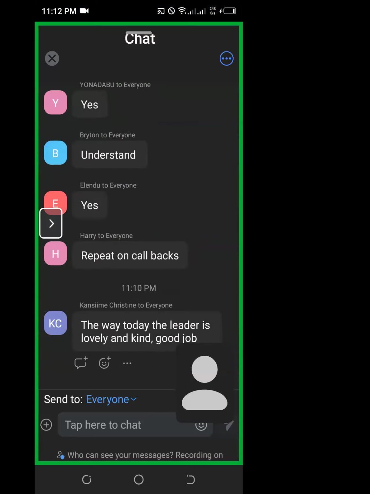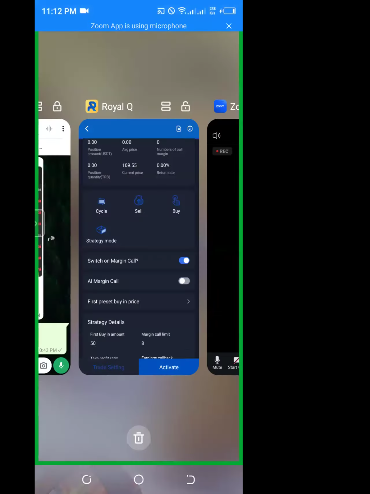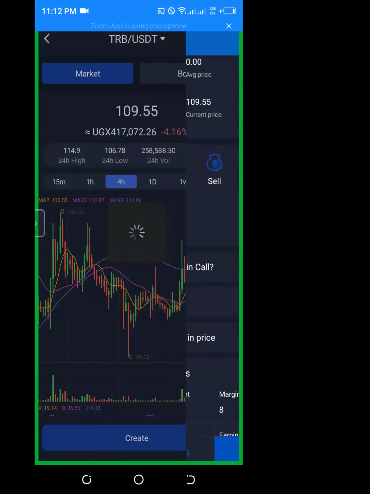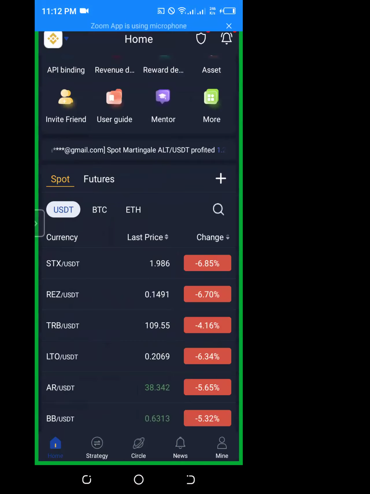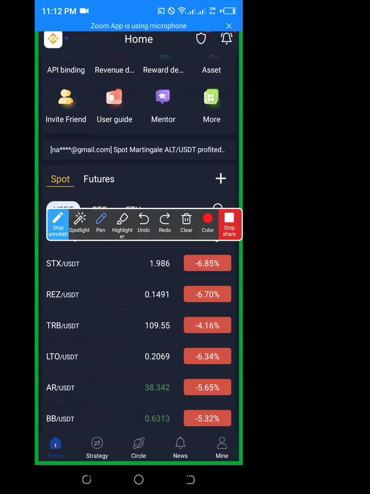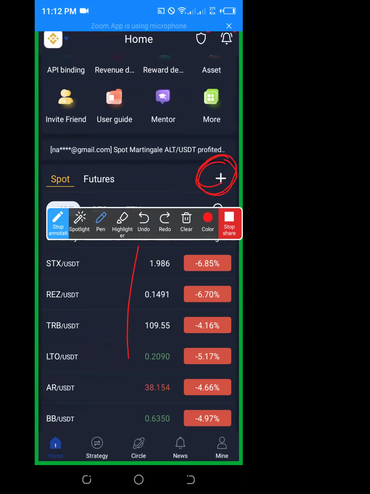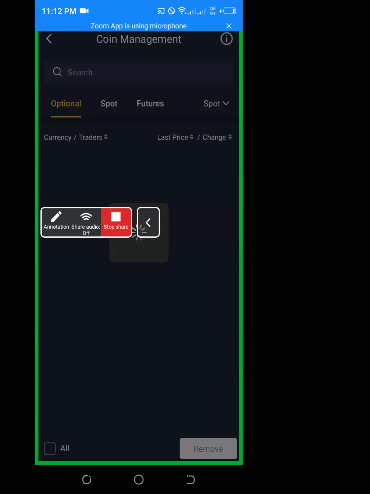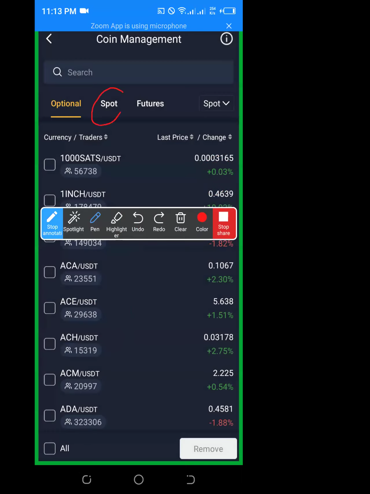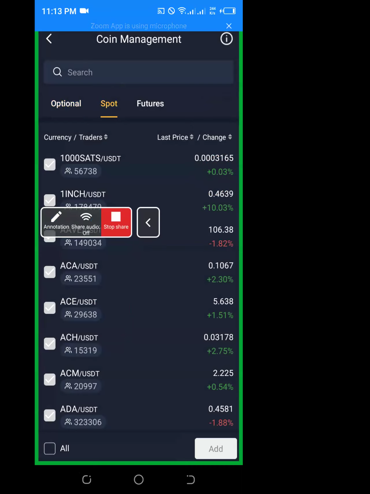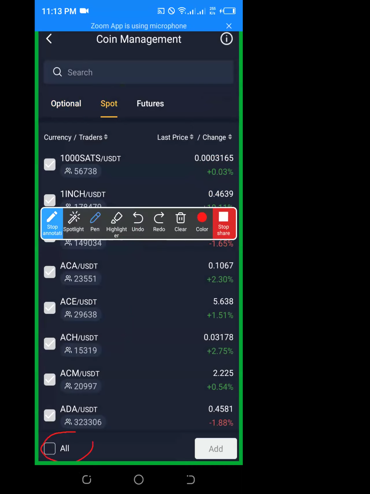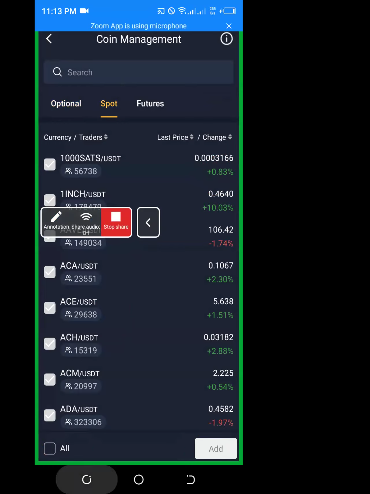Someone was asking, how can I add some coins on LoyalQ? You come here on this plus button. Okay. Tap on spot. Tap on all down here, then tap on add. You'll be able to add the currencies that you don't have on LoyalQ. Okay.